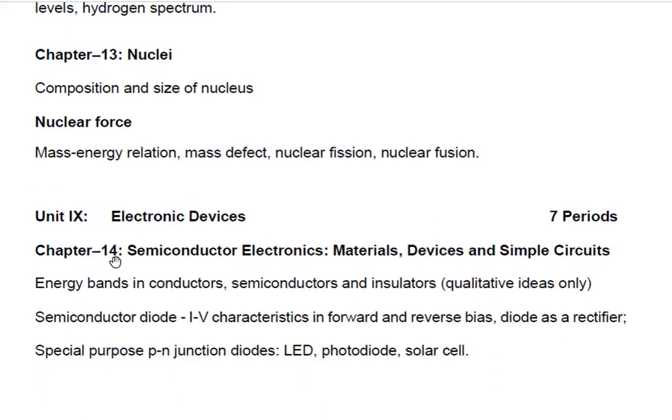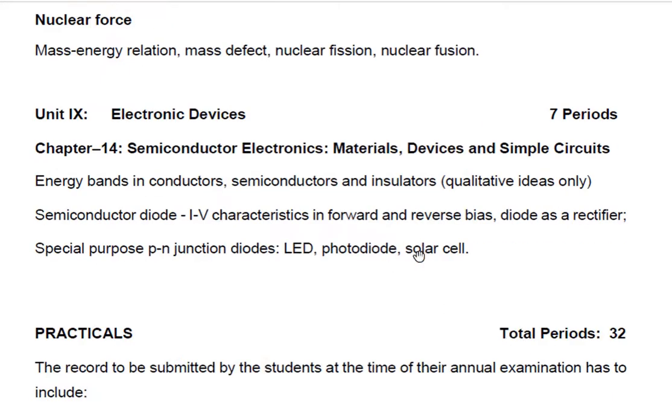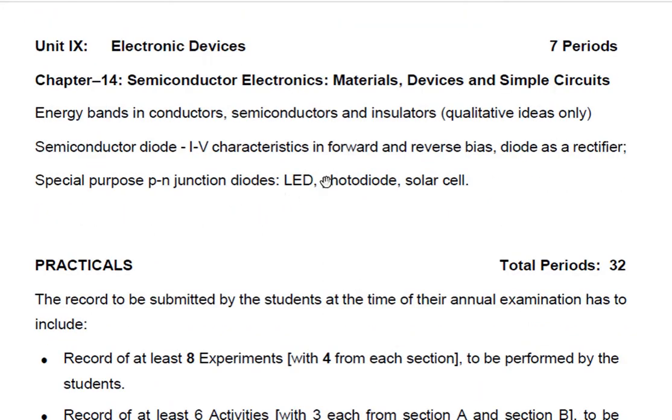Next is chapter 14, which is semiconductor electronics, materials, devices and simple circuits. Energy bands in conductors, semiconductors and insulators, qualitative ideas only for these topics; semiconductor diode, I-V characteristics in forward and reverse bias, diode as a rectifier, special purpose p-n junction diodes, LED, photodiode, solar cell, etc. So these are your topics for theory which you have to study for the 2021 board examination of class 12.